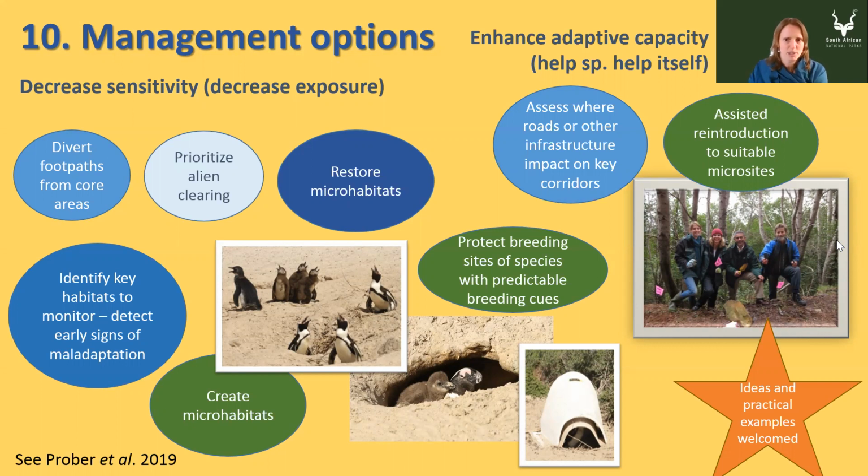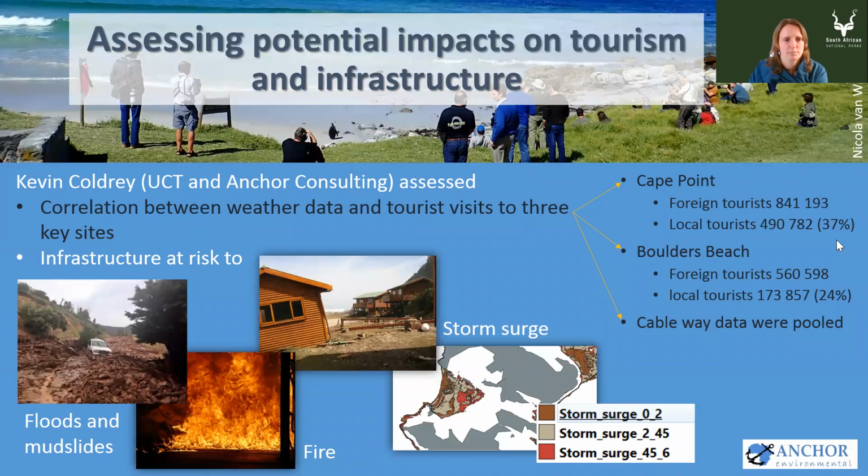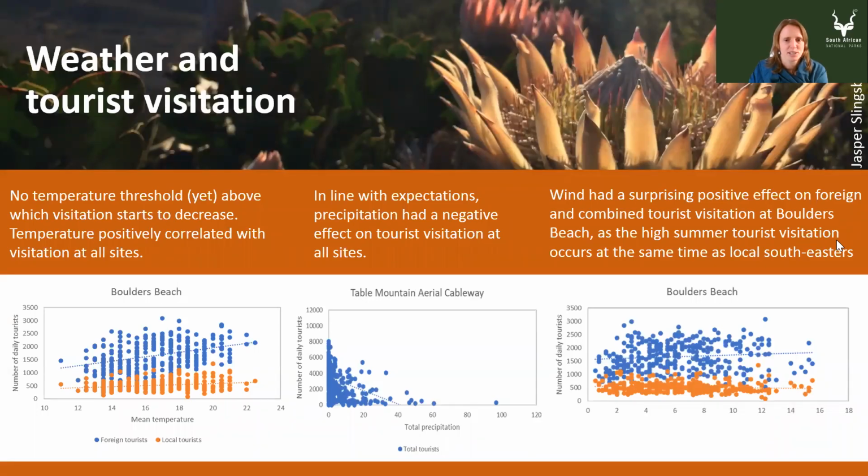In the last component of our project, I mentioned that we looked at socioeconomic impacts. We just looked at weather impacts on tourism, and we also looked at infrastructure risk to floods, mudslides, fire, and storm surge. Unfortunately, we don't have time to go into the results, but you can see here some interesting patterns emerging in terms of tourists being impacted by weather. Unlike other parts of the country where you might see a drop-off in tourism when it gets too hot, we have no problems like that here in the Cape. The hotter it gets, the more tourists we get. Rain's a bit of a downer, but not so the southeaster. People will brave the southeaster to come and see penguins. So some kind of expected but interesting results in respect to weather.